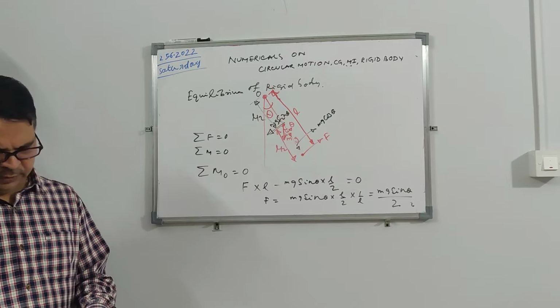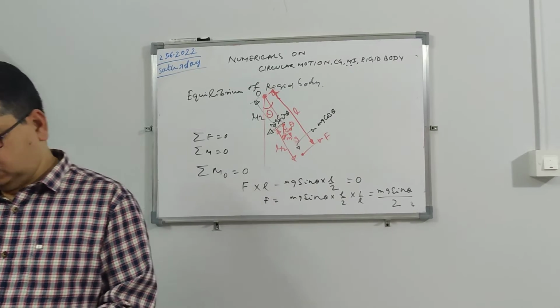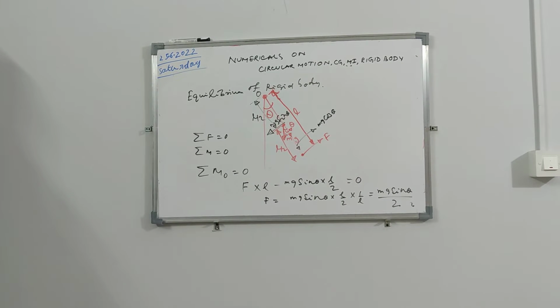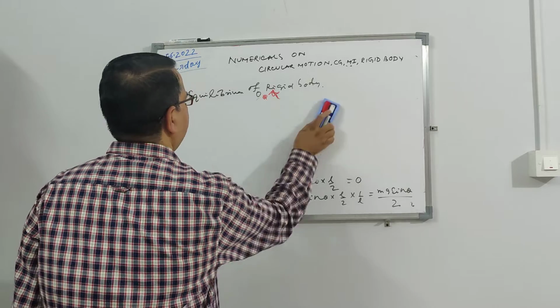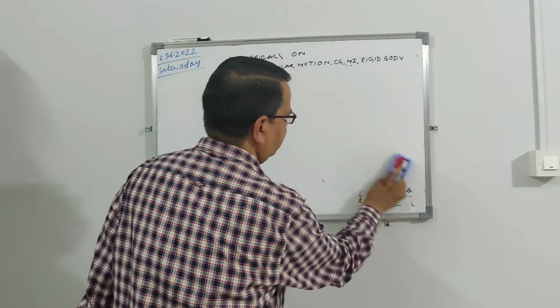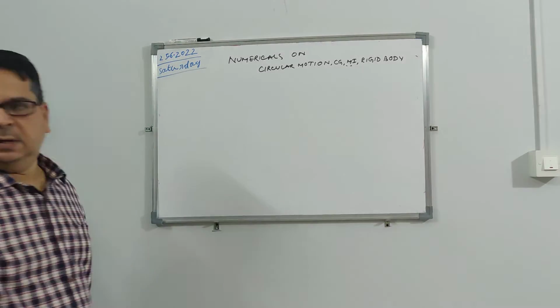One numerical on moment of inertia. So this was about equilibrium of a rigid body. Then we will do another numerical on moment of inertia.